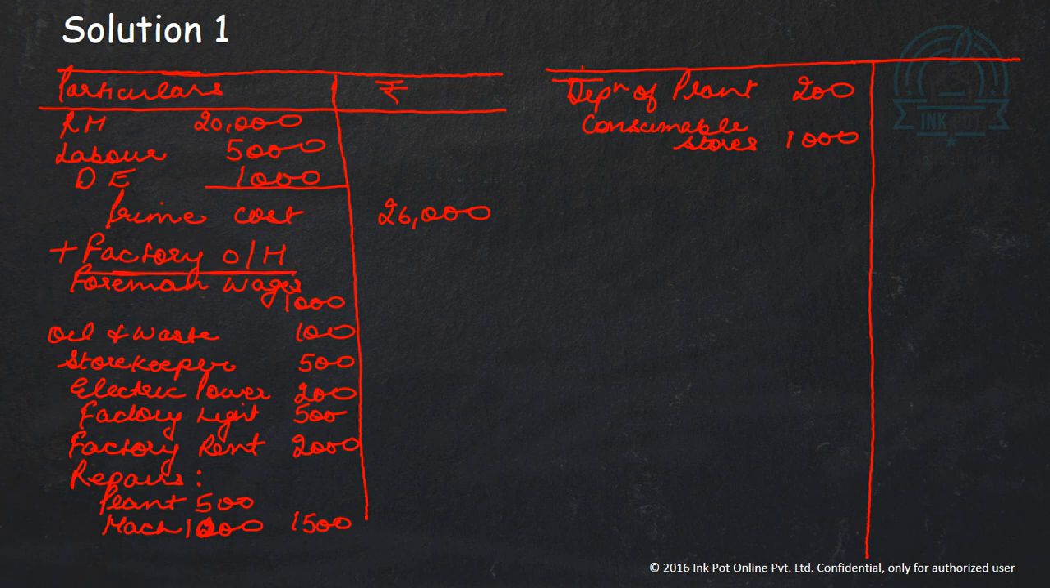to the prime cost, right, we will get factory cost. So factory cost is equal to, by adding all these expenses shown in the inner column, the total of this is, I think it will come out to be 7,000, right? So total factory cost we are going to show in the outer column as 33,000. That is 26,000 plus 7,000 factory overheads. So factory cost is equal to 33,000.